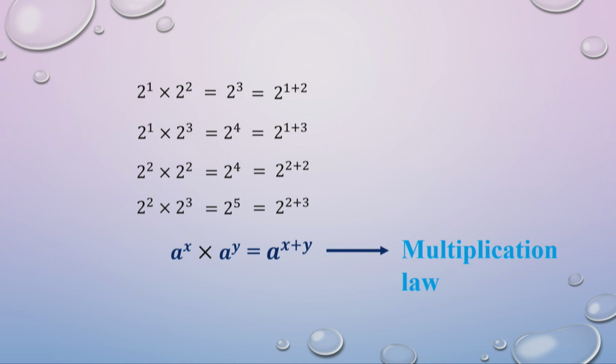But you have to be careful. We can only apply the multiplication law of indices if we have the same base. So a to the power of x times a to the power of y will give me a to the power of x plus y.